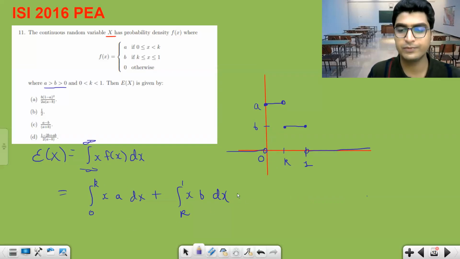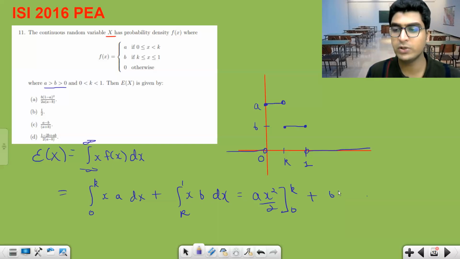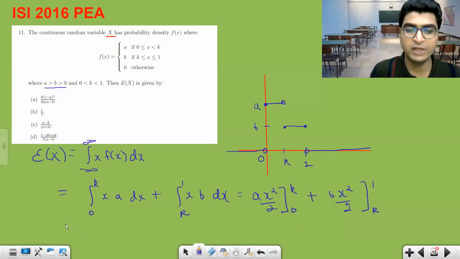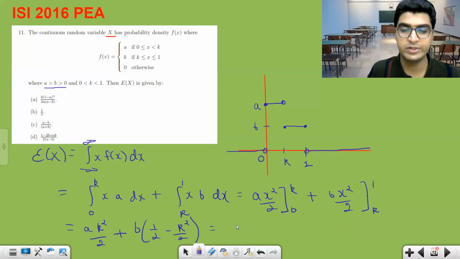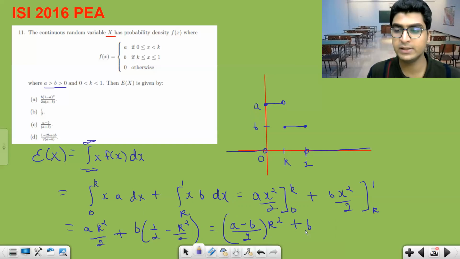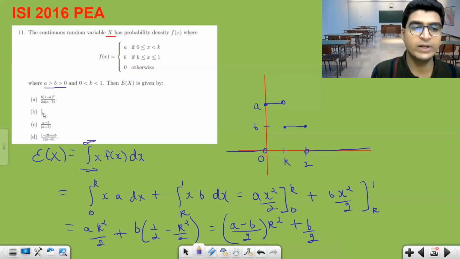Okay, so it will be equal to a constant है, x square by 2, 0 से k तक, plus b constant है, x square by 2, k से 1 तक. ठीक है, and this will be equal to a k square by 2 plus b, 1 by 2 minus k square by 2, which is equal to (a minus b) by 2 k square plus b by 2. ठीक है, now look at the options.